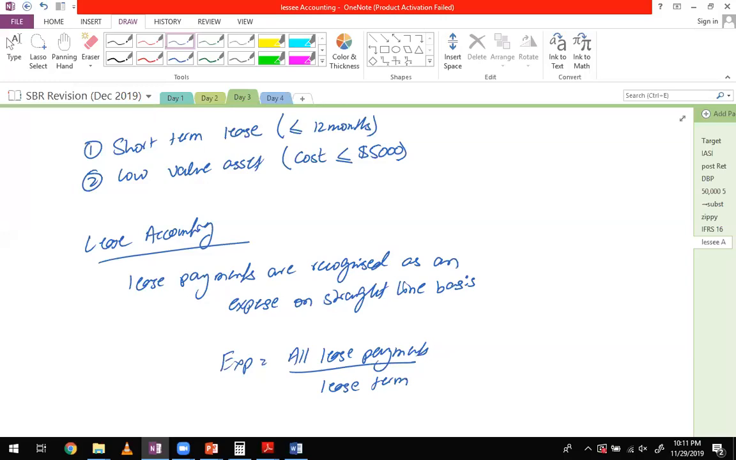Okay. So now the third area is the sale and the leaseback. Yes, exactly, Ganya. It includes that amount as well. That is why we have said all lease payments, irrespective of the name, all types of lease payments have the same accounting.